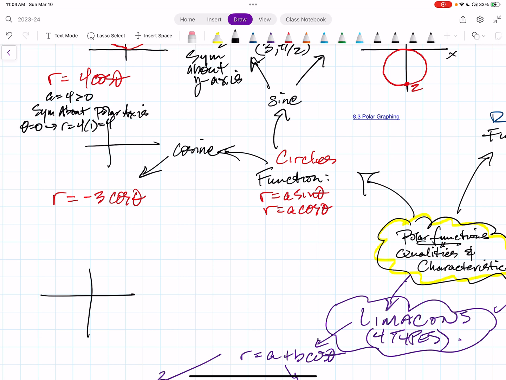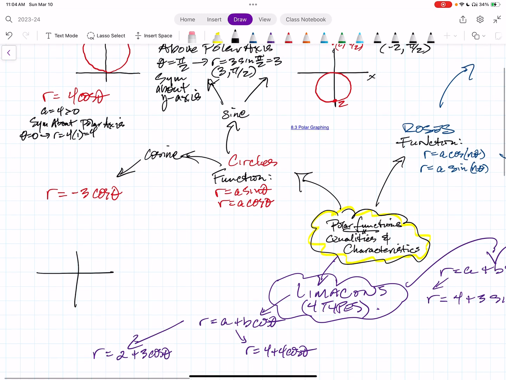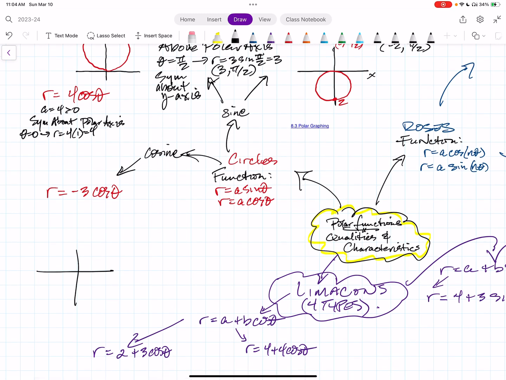Let me draw these axes a little better. I don't have a whole lot of room here, so I'll call this 4 right here. Let's plot this point. 4 comma 0 is right there, and then you sketch your curve. It goes through the origin too, by the way, because if you substitute pi halves in there, you get 0, and 0 comma pi halves is at the pole. So it goes to the pole right there.